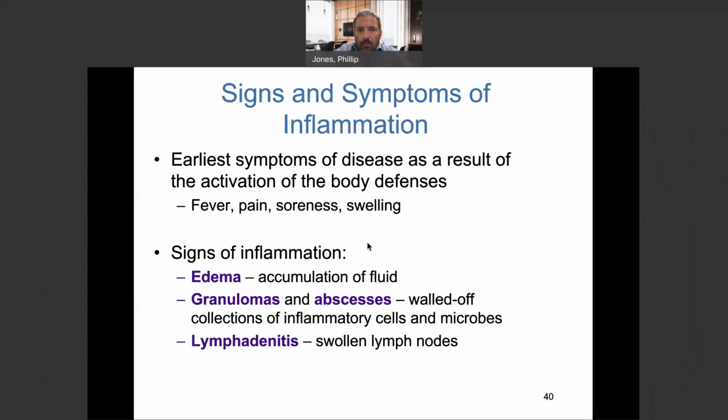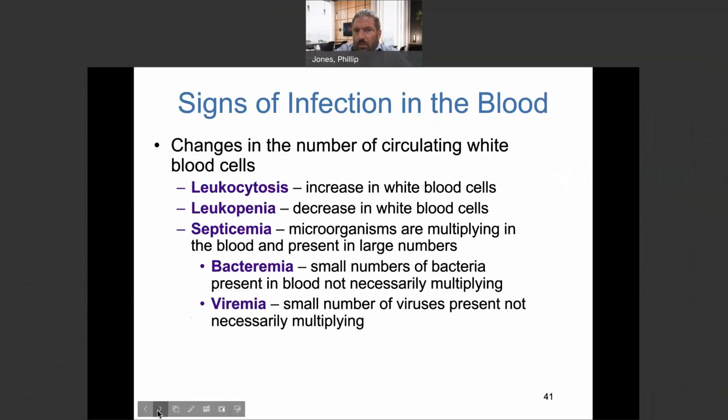Okay. So how would we know? CBC with differential. Well, leukocytosis. Leuko means white, cyto means cells. An increase in white blood cells. But we don't know whether that's neutrophil, basophil, or eosinophil. We don't know what it is.